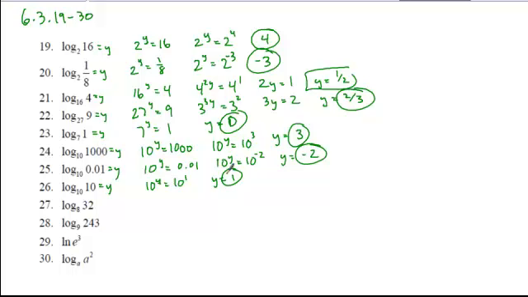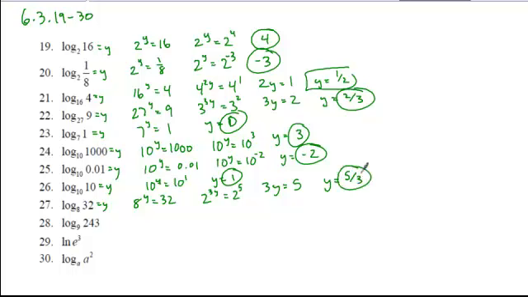Problem 27, if we rewrite the form, we have 8 to the power of y is equal to 32. We need to express both these numbers in terms of an exponent with the same base. The base would be 2. 8 is 2 cubed to the y. 32 is 2 to the 5th. Therefore, we know that 3y has to equal 5. In other words, divide by 3, y is equal to 5/3.